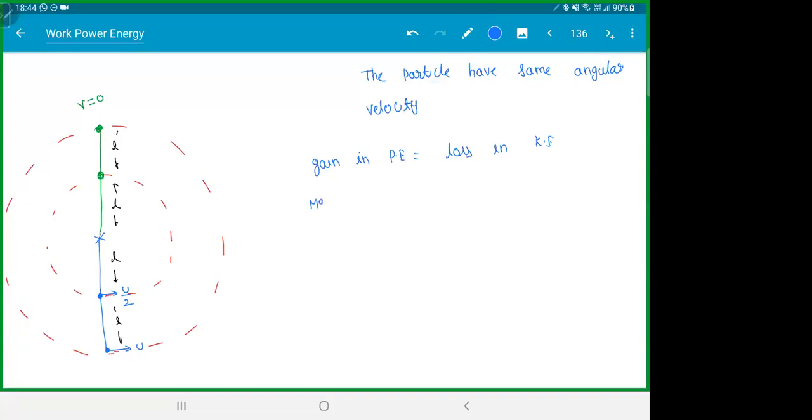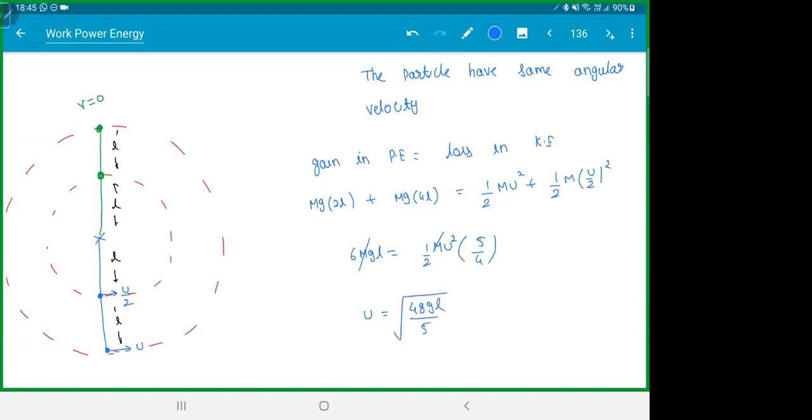So this would be mg2L, mg4L. This is half mu square, half m u by 2 whole square. 6 mgL is equal to half mu square into 1 plus 1 by 4, so 5 by 4. m cancels. You get u is equal to root of 48 gL by 5. Check.